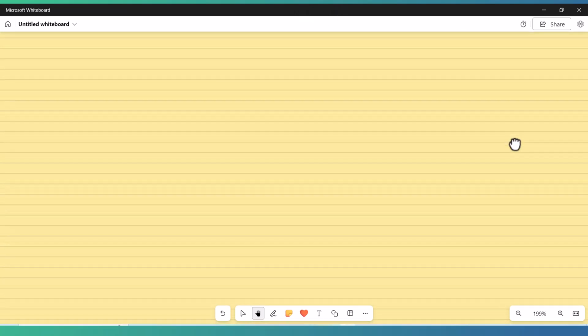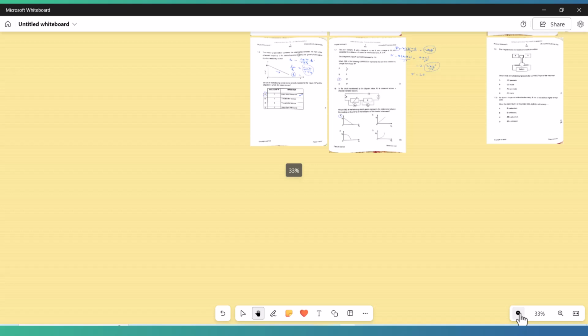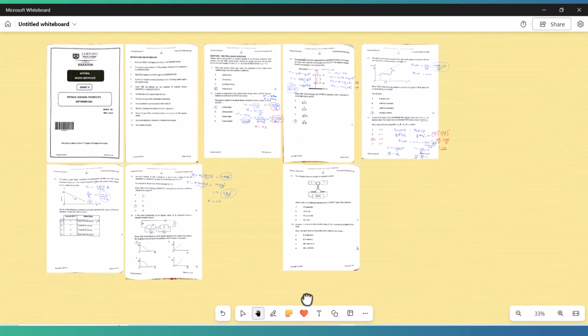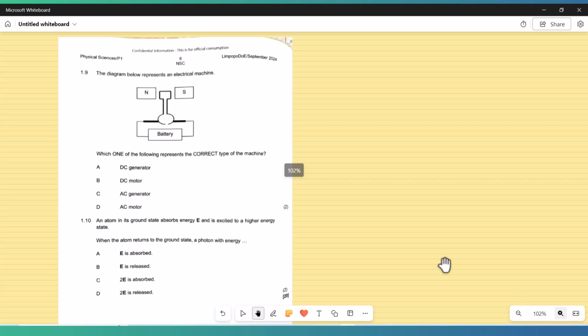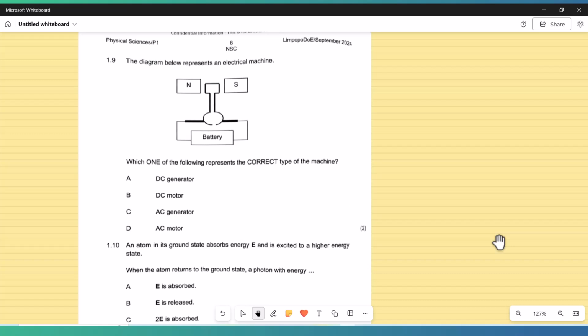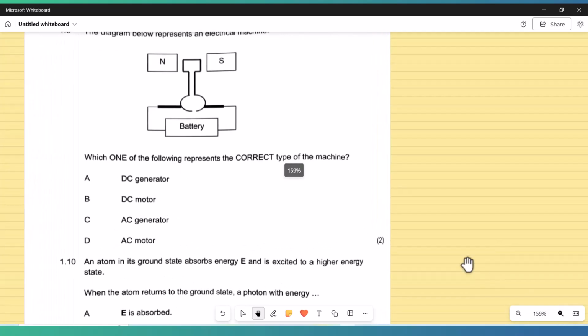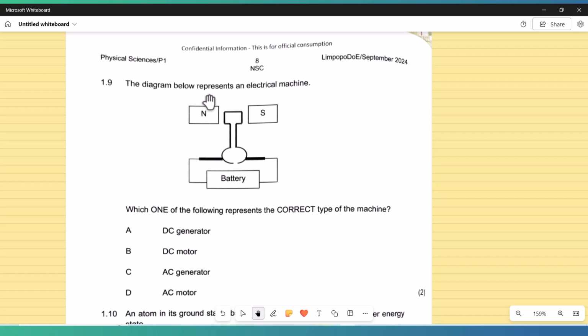1.9, do we have 1.9 anywhere? Let's check here. 1.9, where are you? Yeah, 1.9 is here. 1.9 and 1.10, they are here. Let's do them here like it is. So 1.9 says that the diagram below represents an electrical machine. They say which one of the following represents the correct type of the machine.